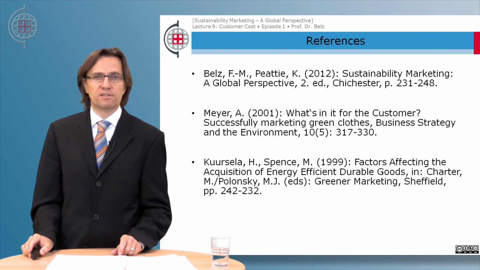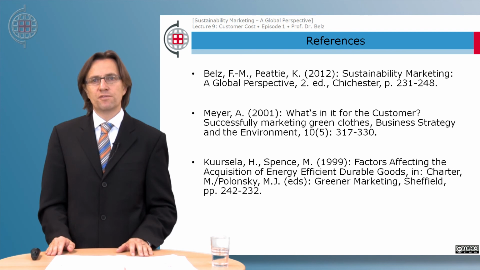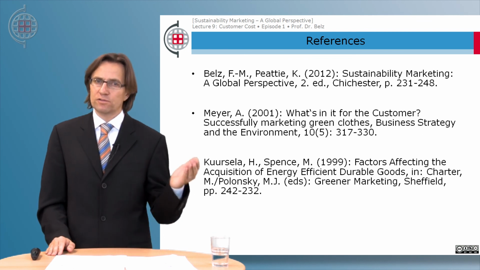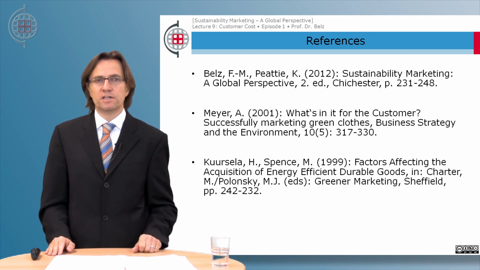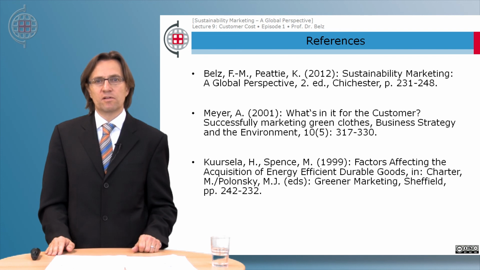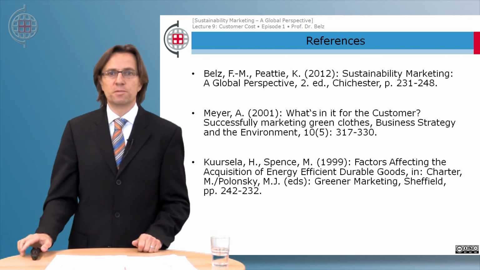And here are the references. Pages 231 to 248 in our textbook. One article by Meyer, What's in it for the Customer? Successfully Marketing Green Clothes, where I also took the example of Patagonia and Co-op. And then an interesting book chapter by Kursela and Spence on factors affecting the acquisition of energy-efficient durable goods.